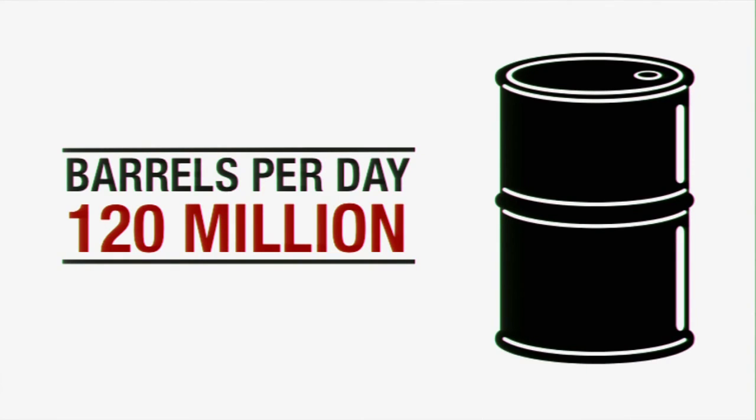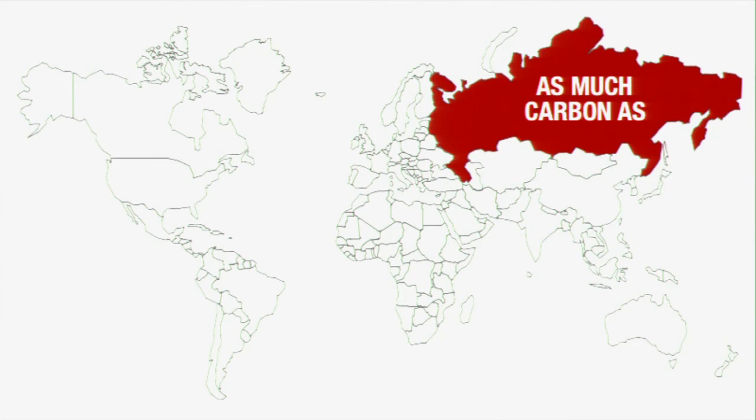If we saved 1% of that from a carbon dioxide perspective, that'd be the equivalent of Russia not creating a single ounce of carbon this year. And they're the fourth largest producer of carbon dioxide on the planet. So 1% at that scale becomes a big deal.